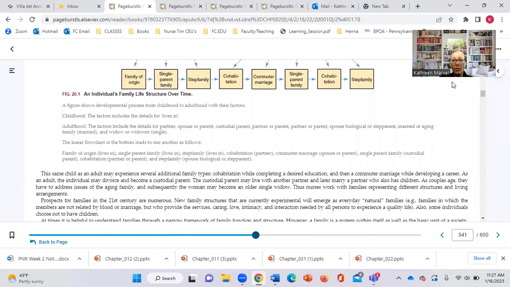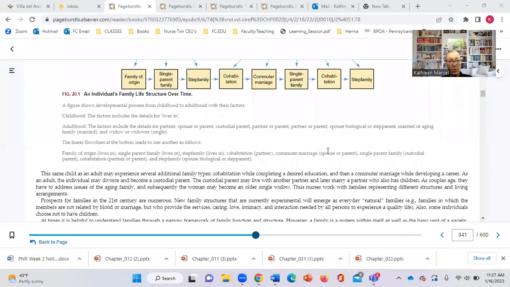My screen looks like it's frozen, so I just want to make sure that this is recording. Okay, that should be good.